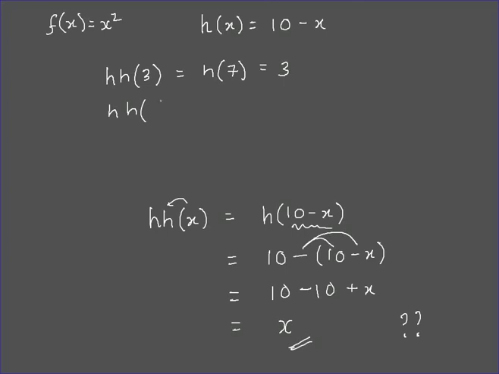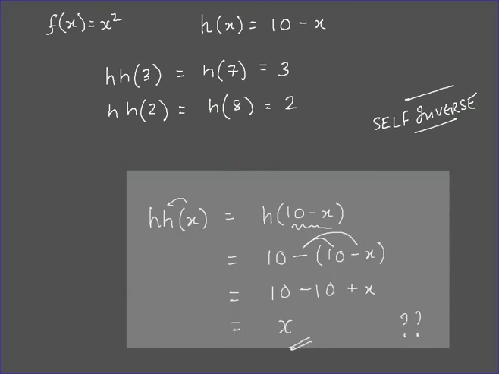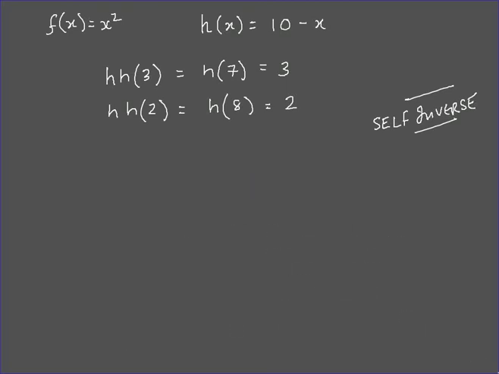Make a composition, and what we'll see straight away is we get back where we started. 10 minus 2 is 8, and 10 minus 8 is 2. So composition of this function, interestingly, is what we call a self-inverse function. It gets us back where we started when we make a composition of it. What you won't see is that happening with many functions. Certainly you wouldn't see that happening with f.